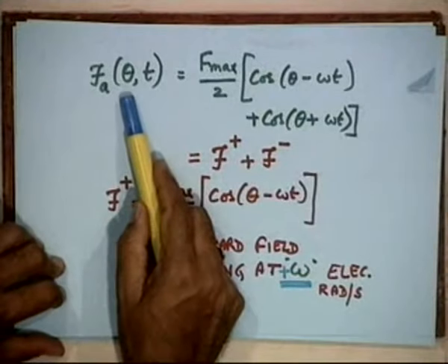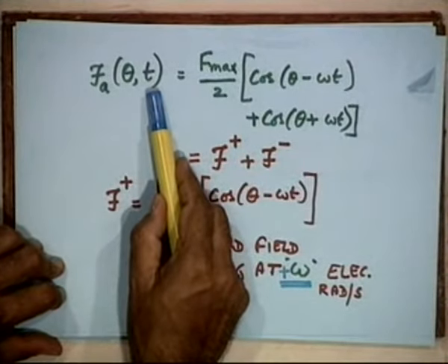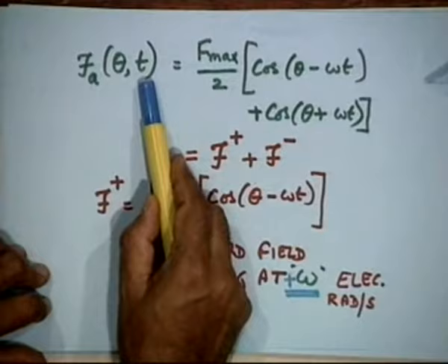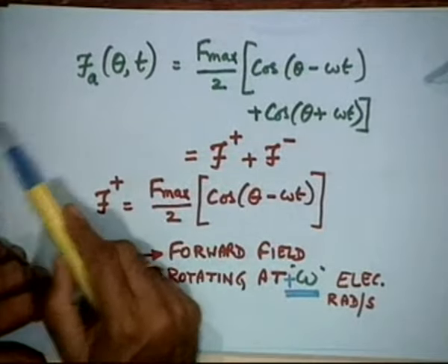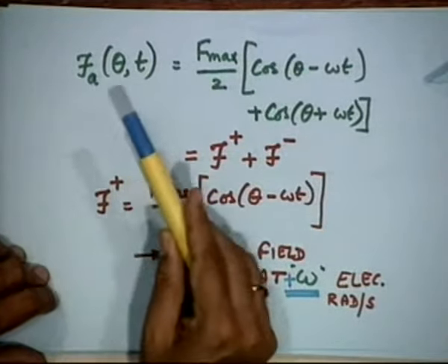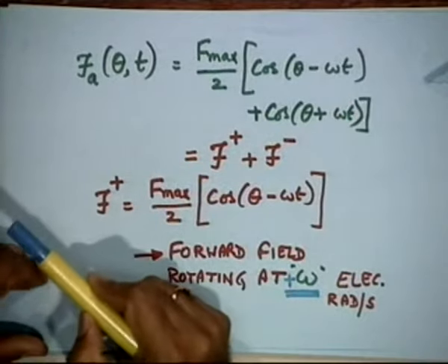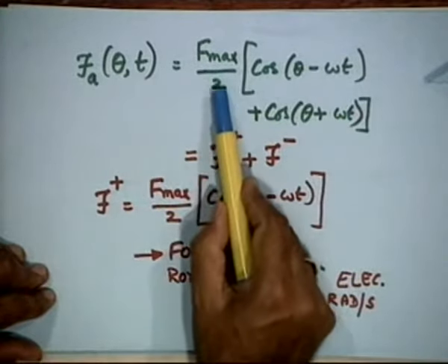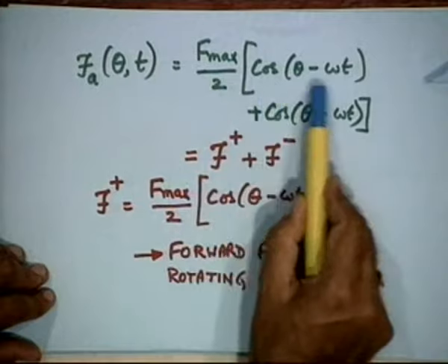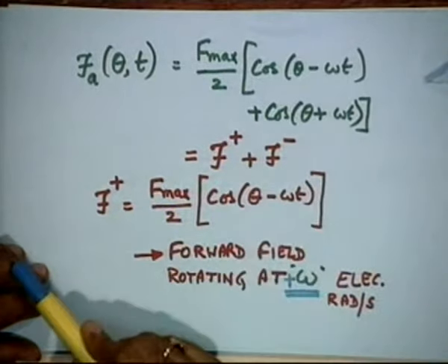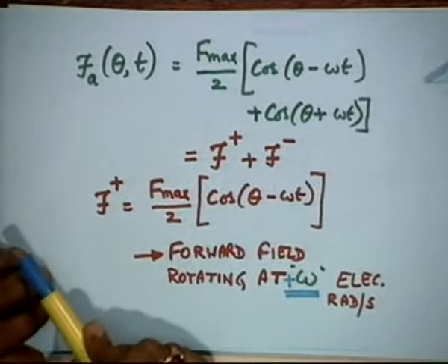So you can get that in this fashion. So F A theta t, now you can write it in this fashion. It is varying in space and time centered around this. So I can write it as F max by 2 into cos theta minus omega t plus cos theta plus omega t. So this is the next step.